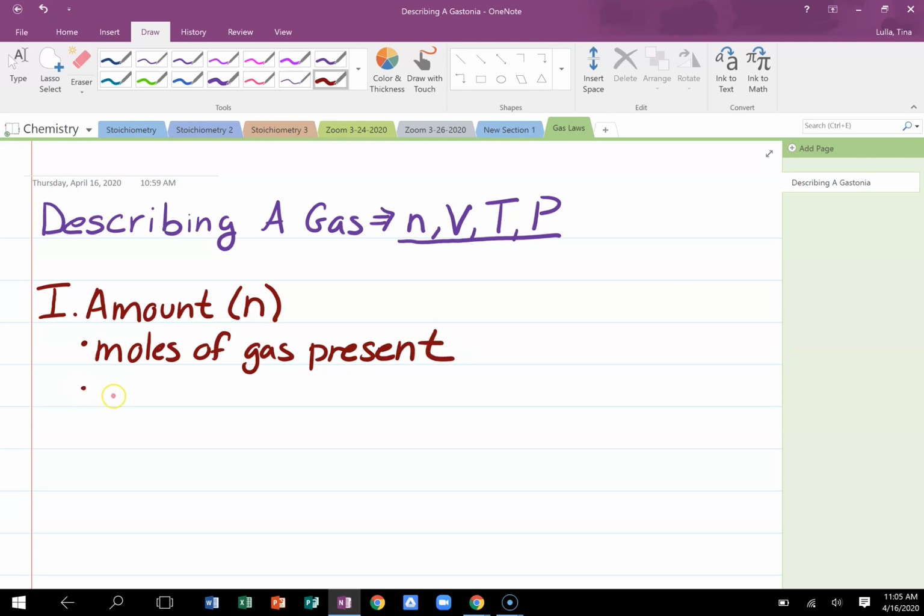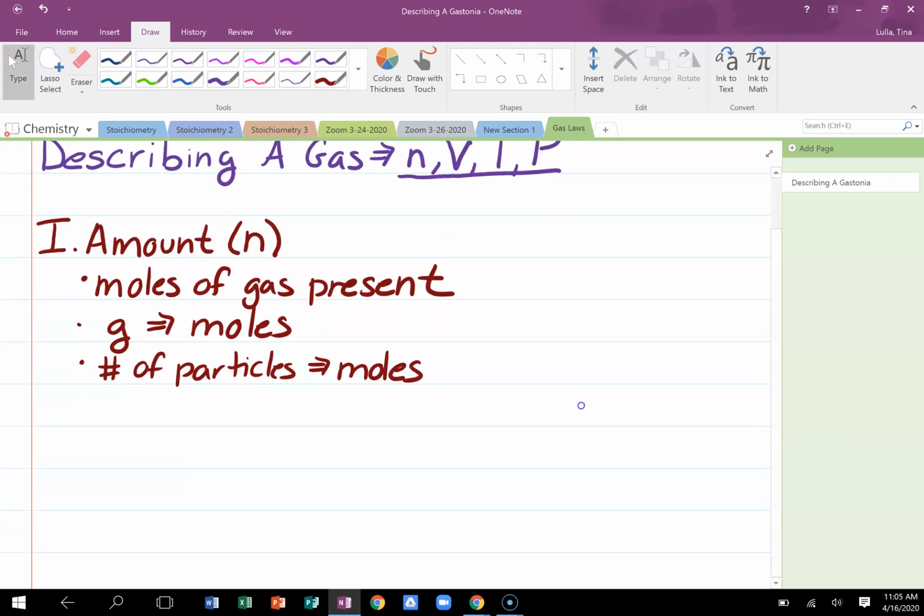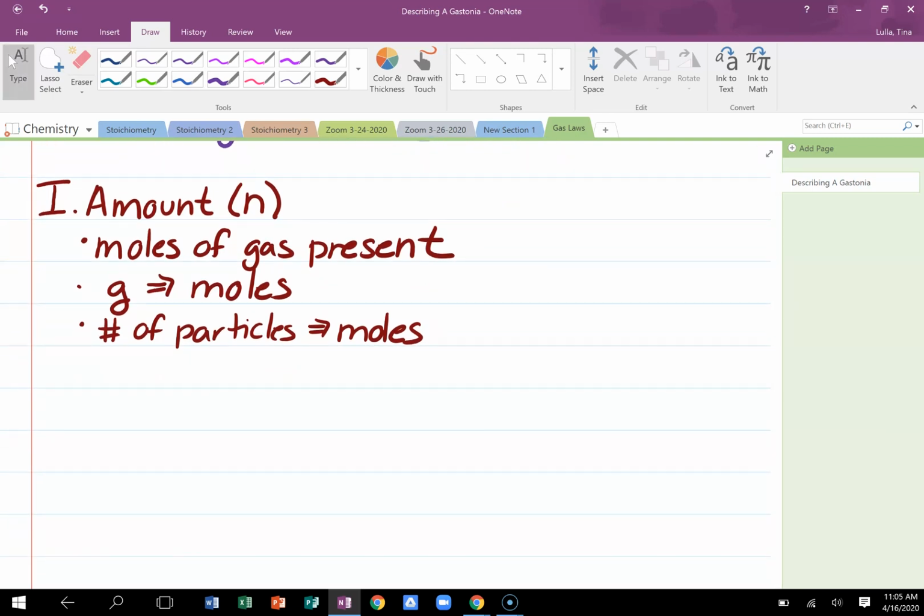of gas present. So amount, when we talk about gases, is always going to be measured in moles. That means if you are given grams, you're going to convert it to moles. If you were given number of particles, you would convert it to moles. So when we talk about the amount of gas, we always want to talk about the moles of gas.